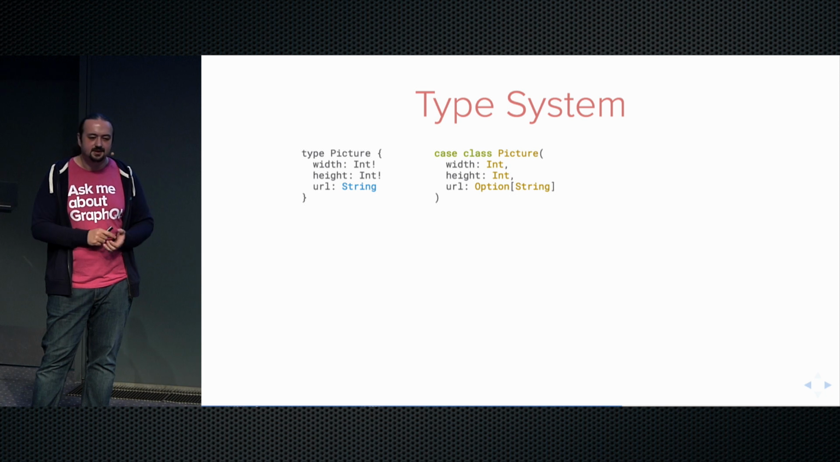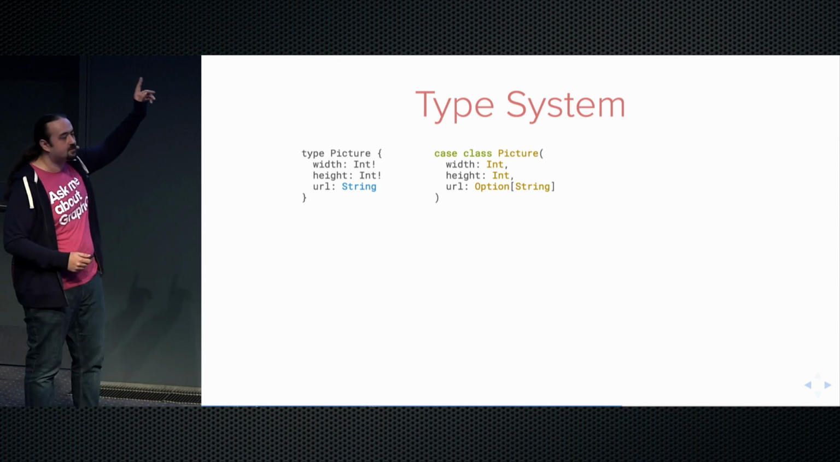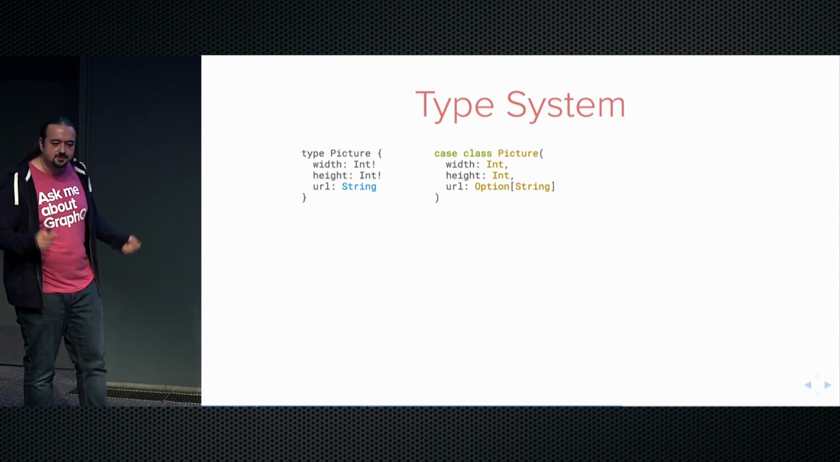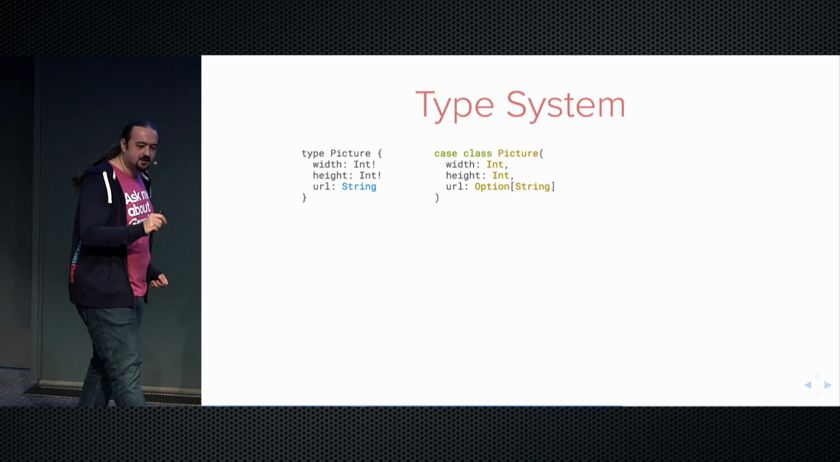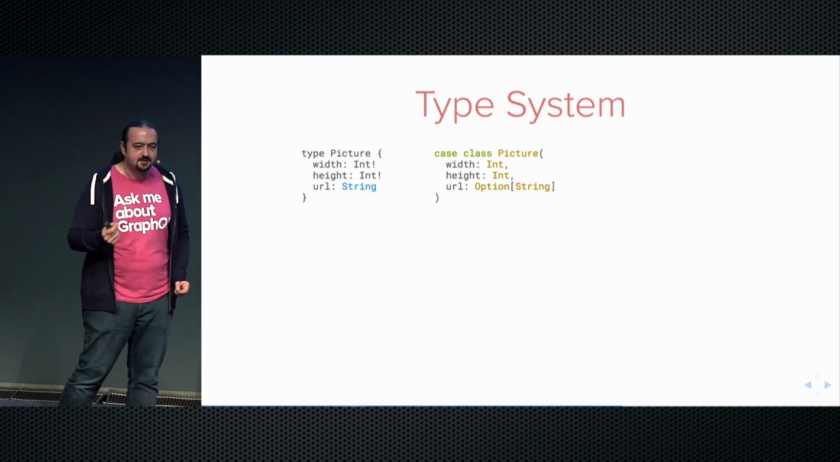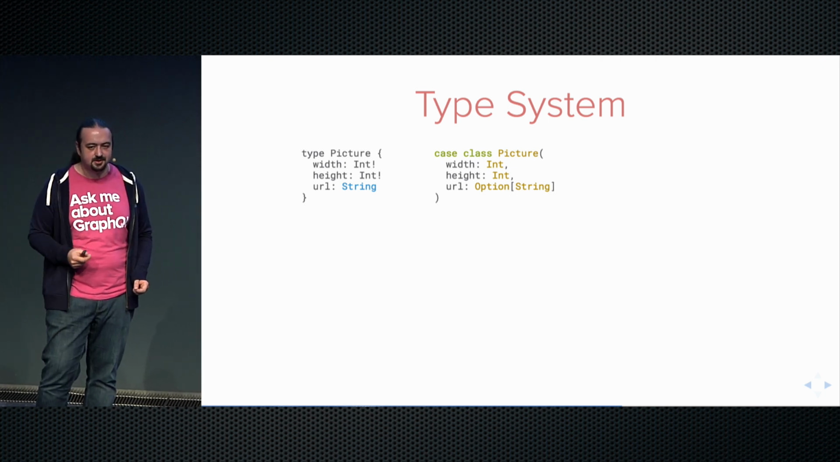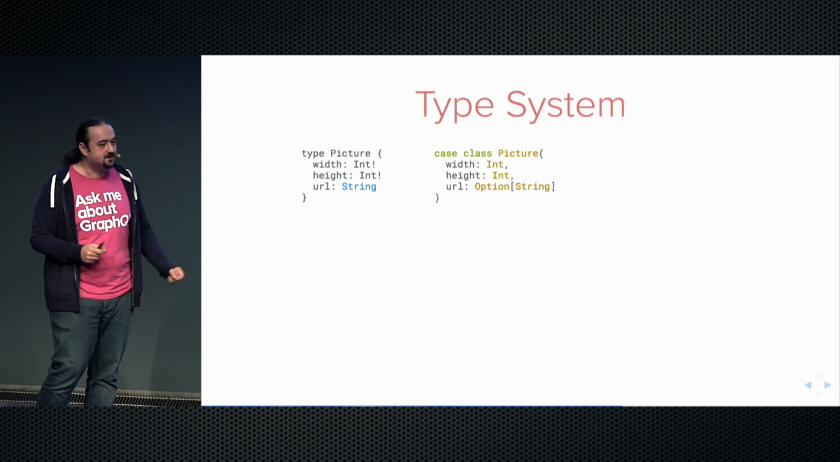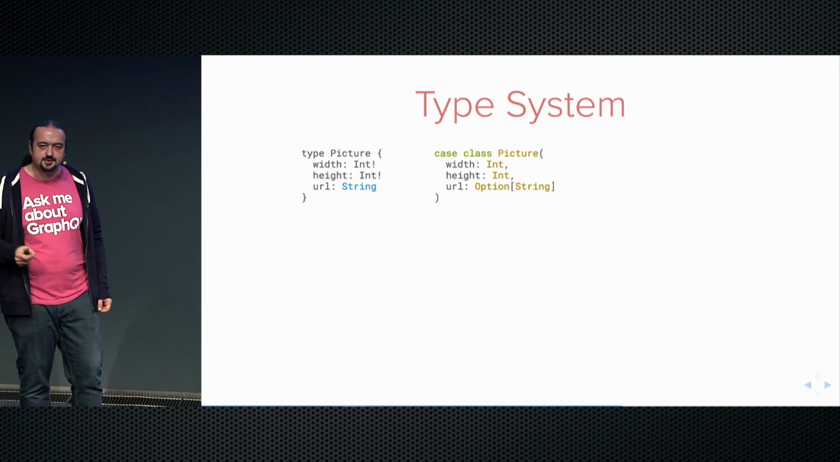The only difference here is that in Scala, when something is optional, we need to explicitly say so, like with this URL field, we need to say this field is optional. In GraphQL, it's vice versa. You need to explicitly say that something is not null. Everything else would be optional by default. And this is signified with this exclamation point.